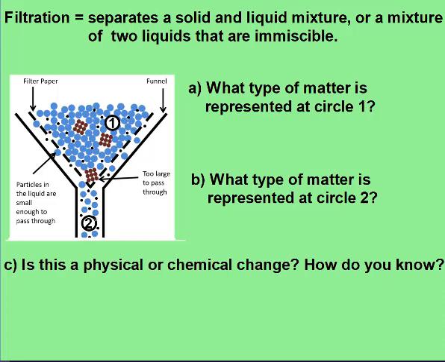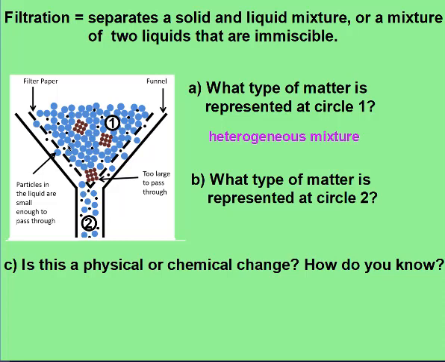at the bottom. So go ahead and pause the video and figure out what type of matter is represented in circle 1. So type of matter, we're looking for element, compound, homogeneous mixture, or heterogeneous mixture. So for A, you should have said that that was a heterogeneous mixture. Notice it's not uniformly distributed. We have a couple of the larger particles, but they're not all mixed in evenly.